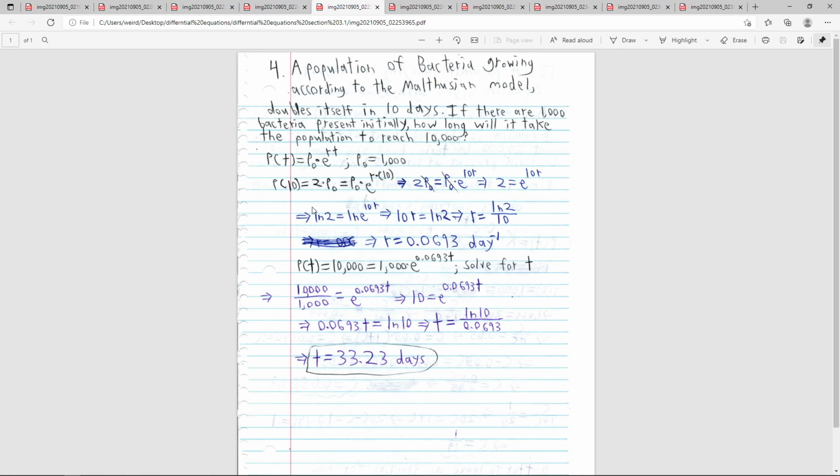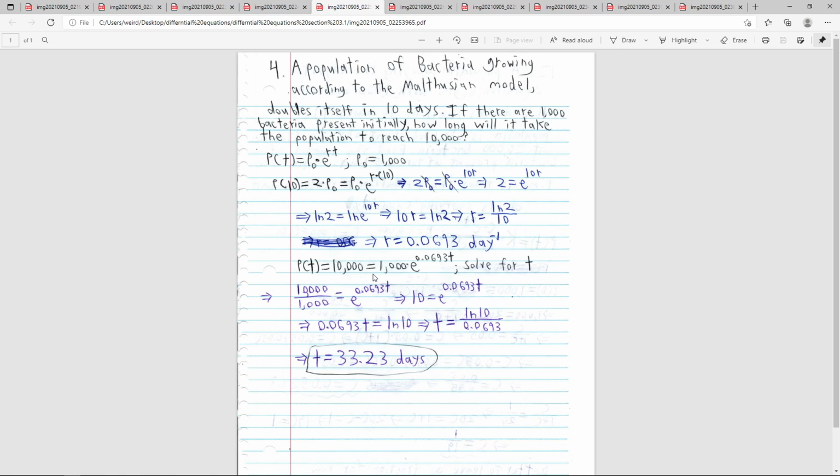It doubles itself in 10 days. So P of 10 equals 2 times P0, which is equal to P0 times e to the R10. And like before, we can just divide out P0, so it doesn't really matter. So it's 2 equals e to the 10R. Taking natural log, we get 10R equals ln 2, so R equals ln 2 divided by 10. R is equal to 0.0693 to the negative 1 power. So it's per day.